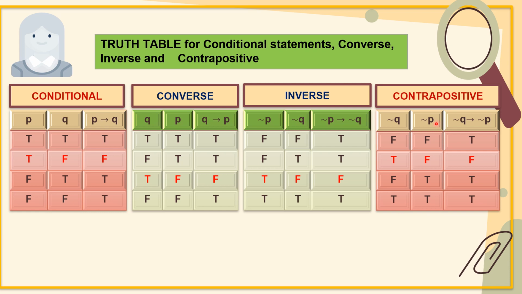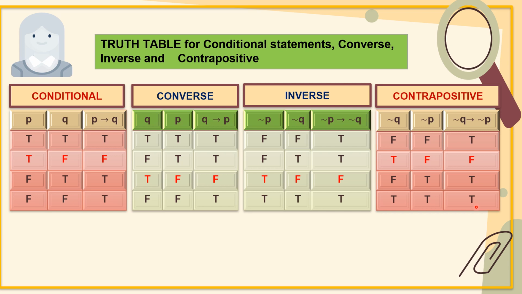Yung P natin, ay yung not P natin, kopyain lang natin dito. False, false, false, false, true, true, true, true. Okay, then, ano yung truth values natin? So, false, false, true siya. True, false, false. False, true, true. True, true, true.